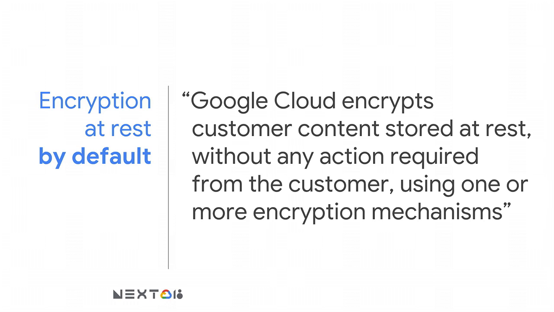Now, just as a general statement, the way we can describe encryption at rest by default is that Google encrypts customer content stored at rest without any action required from the customer, using one or more encryption mechanisms. So what I described right there is one of the mechanisms that we use to encrypt your data. There's sometimes more at the physical layer and elsewhere, but you can rest assured that your data has been encrypted at least once.